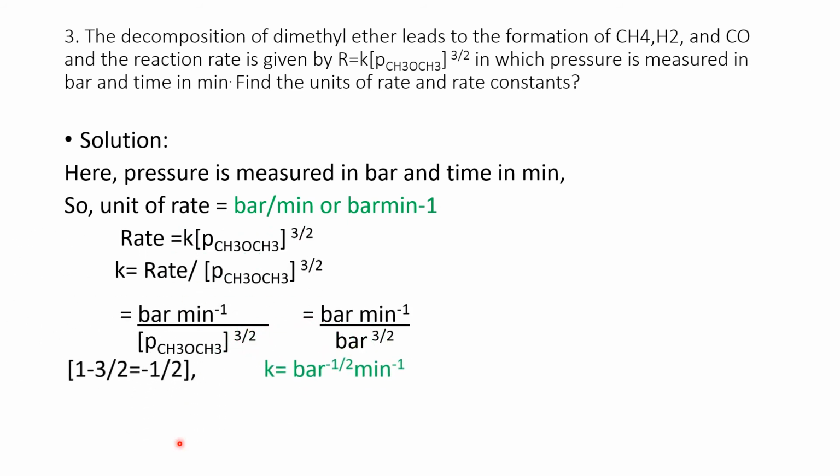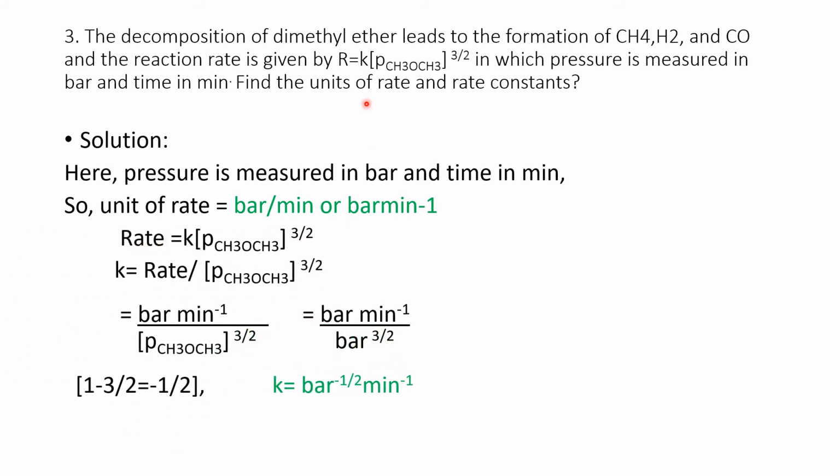And what is the rate constant unit? See, the rate expression is given. Then what we need to find? The rate constant k is equal to the rate divided by this term, so this will come down. Okay, I'll write it this way. So what is the rate? Rate is given as bar minute inverse. And this is the pressure, the partial pressure, measured in bar. So bar power of 3 by 2. So you need to divide both and we will get the answer.